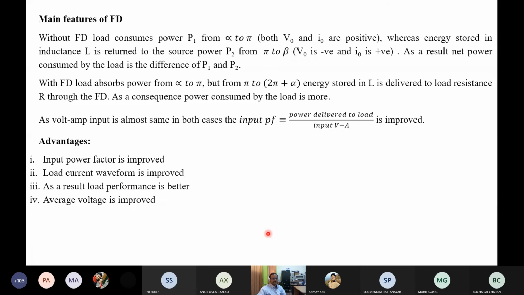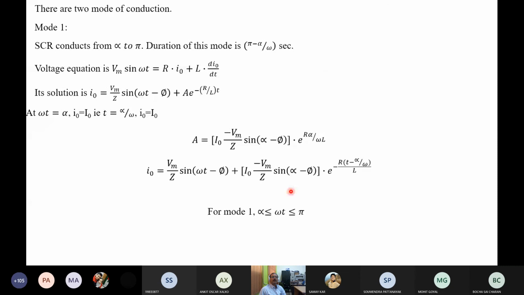Anything else? Mathematics is there, that you will do. This first order differential equation would have two parts, a steady state part and a transient part. From the initial condition, omega t is equal to alpha, it is not 0 here, i is equal to I naught. And so t is equal to this. If you put it here, you will get A. Simple. Mathematics must be very good.